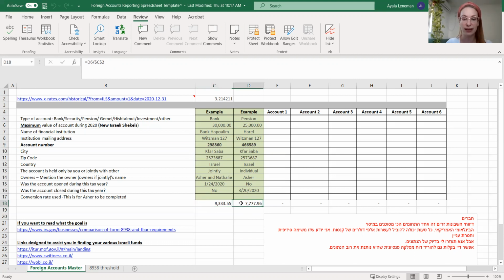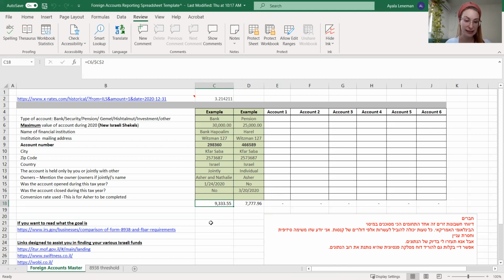This pension example has just under $8,000 and it's individually owned by Asher. So off the bat, both of these accounts are under the $10,000 threshold, but like I said, it's the aggregate value. So we need to add both of these accounts up for Asher's case because he is an owner of both accounts. And we see at the bottom here that the sum is $17,000. So Asher meets the filing threshold and he is required to file the FBAR. Natalie, on the other hand, is only an owner of this account, which is under the threshold. So she does not need to file the FBAR.